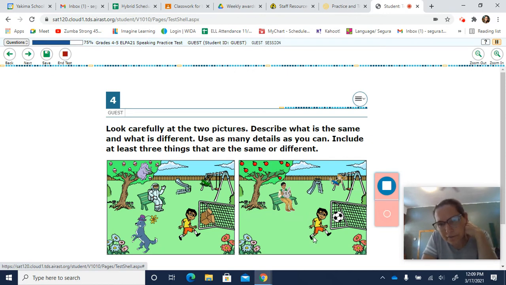3 things that are different: in one picture, there's a dancing dog with a hat and a flower. None over here. Another difference is the boy is kicking a box here and the boy is kicking a soccer ball in the other. And another difference is there's a frog on the swing, and in the other picture, there's a boy on the swing.